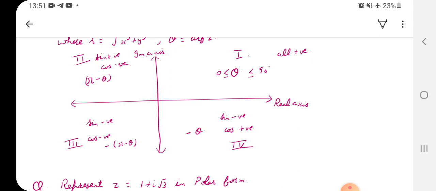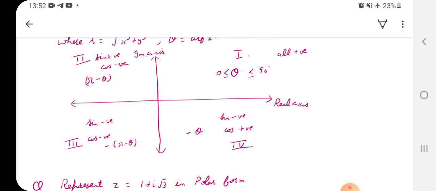Now you all know in the first quadrant all the trigonometric ratios are positive. In the second quadrant, we are just using sine and cos in polar form, so we are just talking about sine and cos only. So sine is positive in the second quadrant and cos is negative. Both are negative in the third quadrant. In the fourth quadrant, cos is positive and sine is negative. So now how we will calculate this theta, that we are going to discuss.